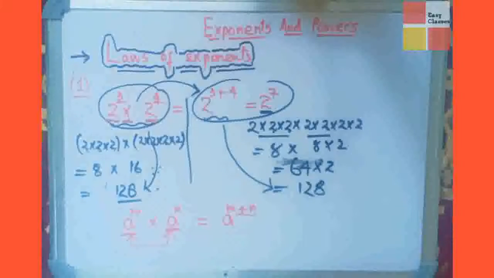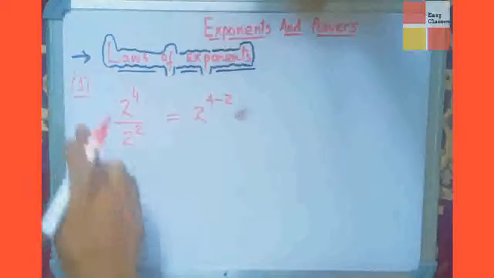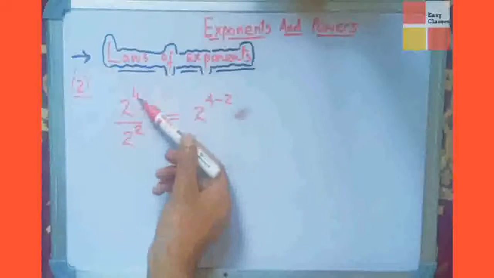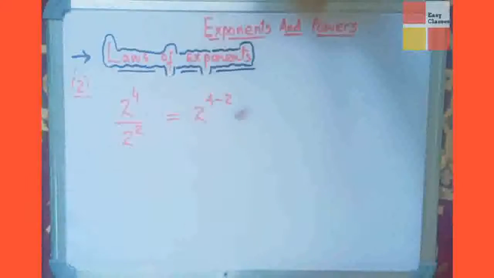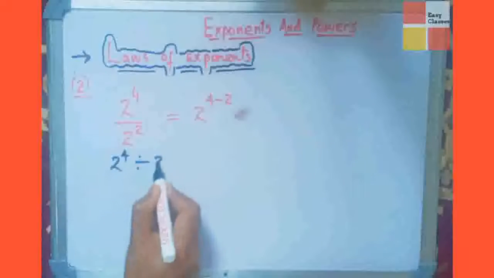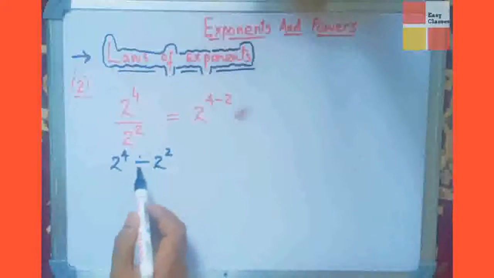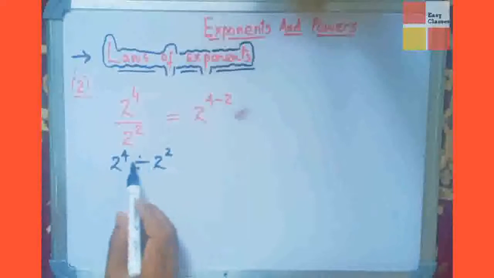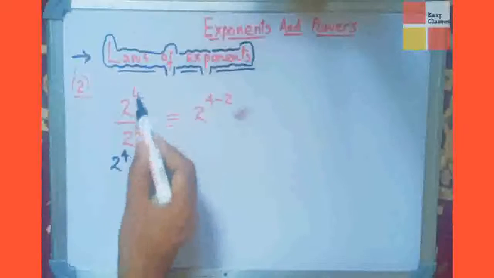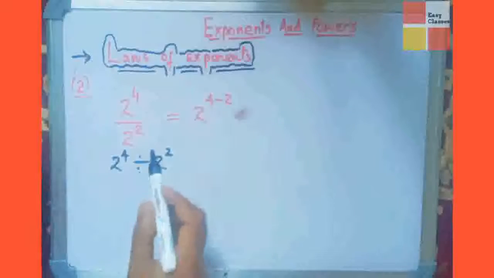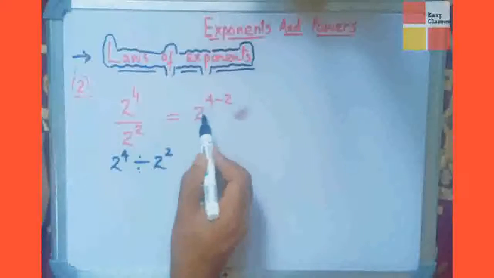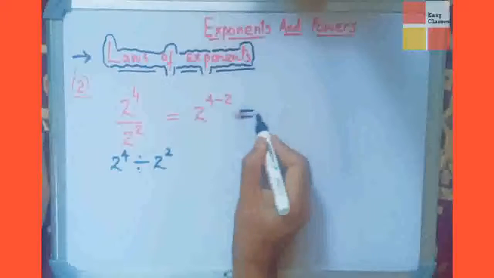Let's move to the second law of exponents. Let's take another example in order to understand it. Here again, 2 raised to power 4 divided by 2 raised to power 2. In the previous law, the operation was multiplication. Now in the second law, the operation is division. 2 raised to power 4 divided by 2 raised to power 2 is equal to 2 raised to power 4 minus 2. That is equal to 2 raised to power 2.